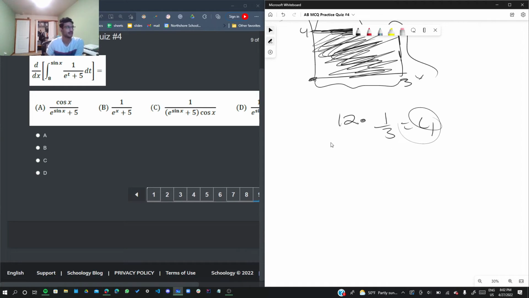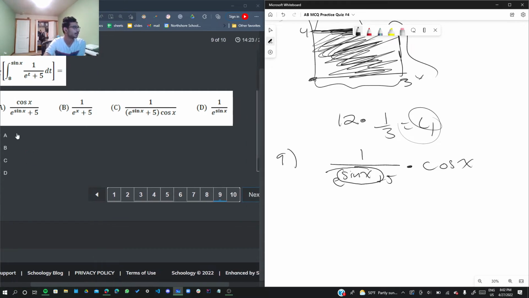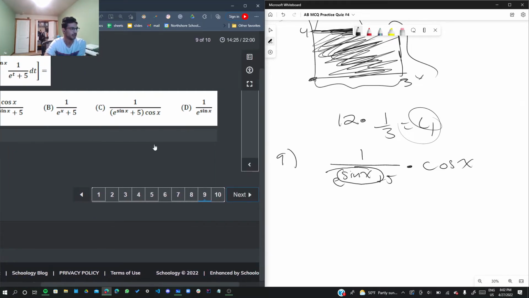Okay, another second fundamental theorem of calculus. And how to do this is basically you just plug in whatever the variable stuff, sine of x, into here. So it's e to the sine of x plus 5. And then you have to take the derivative of this part that you plugged in. So that would just be cosine. So that is A right there. It's not terribly difficult.